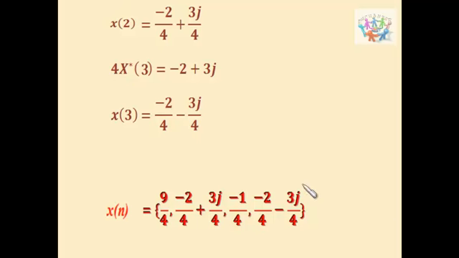Now we need to write the output in the reverse order. We've already found the reverse order, which is 0, 2, 1 and 3. So first you will write the value for x of 0, then you will write the value for x of 2, then the value of x of 1, and then the value of x of 3.